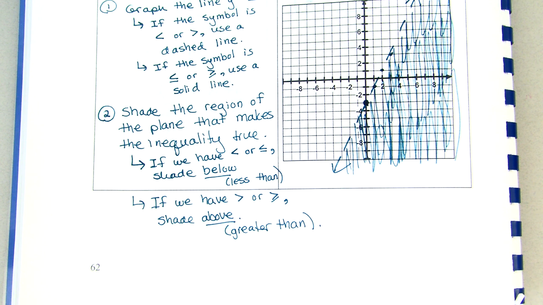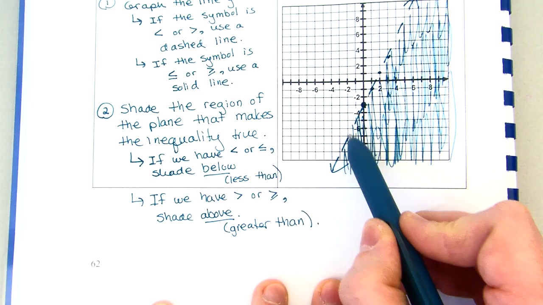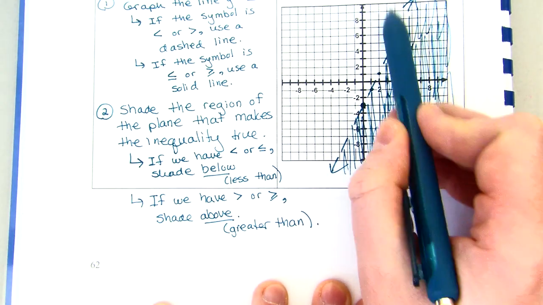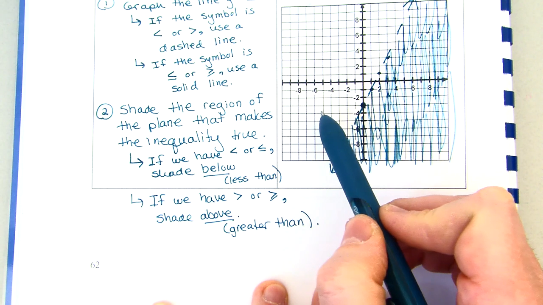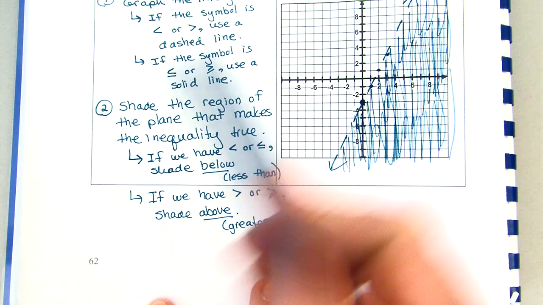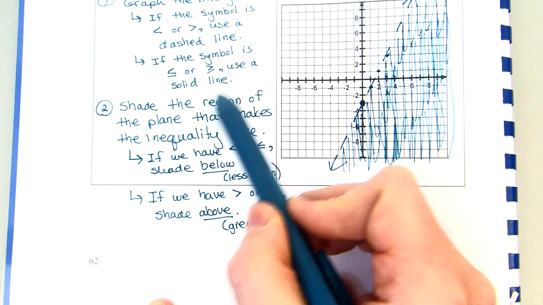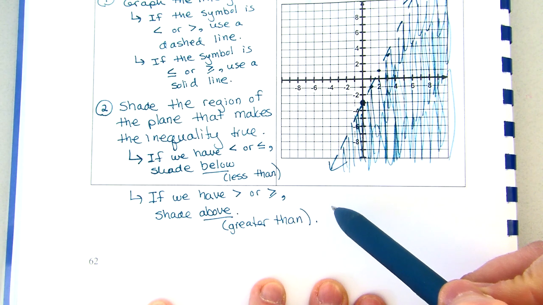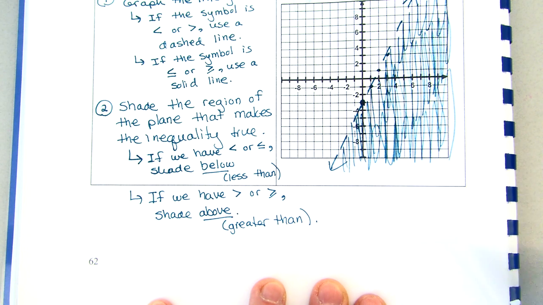So if it's going this way, they're shading the top? If I have a less than problem, I'm going to shade underneath it. If I have a greater than, I'm going to shade above it. If I have just less than or greater than, I'm going to use a dashed line. If I have less than or equal to or greater than or equal to, I'm going to use a solid line when I do it. So I need to show you a bunch more examples of this, and I think if we see a few more, we're going to pick up on what's happening.